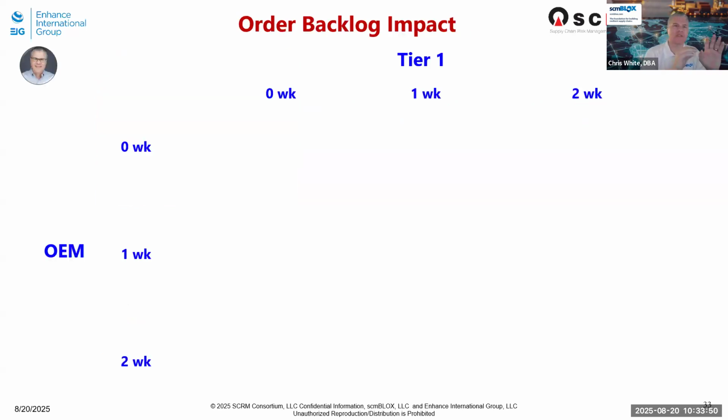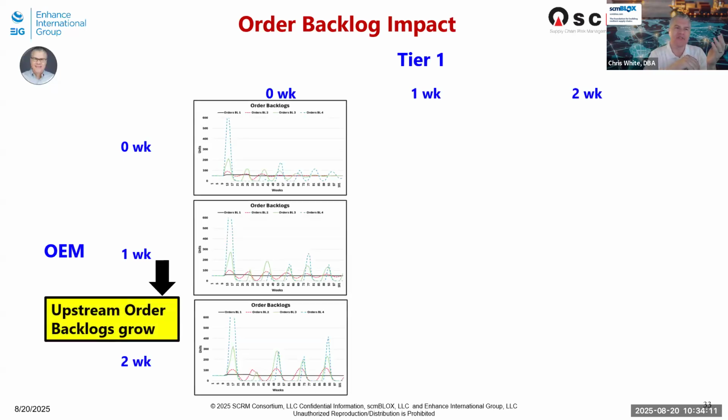We're going to look at a couple of things. The first thing is order backlog impact. So what we also did, I'm only looking at the OEM and tier one. This gets very complicated when you start looking beyond that. So we're only considering the OEM and the tier one just so we can draw these matrices and learn from it. So what you see is that for each of them, you can have a 0 week delay, which means I'm giving you all my information, a 1 week delay, or a 2 week delay.